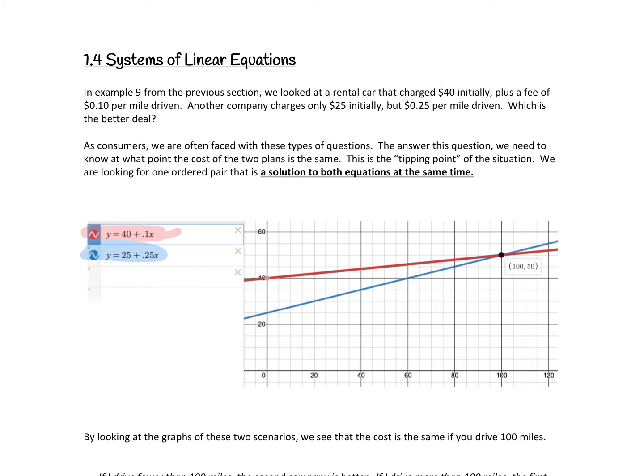In this class, Desmos is going to be your best friend. We're going to use it a lot because it's awesome and it does a lot for you. So we will graph maybe systems by hand, but mainly with Desmos.